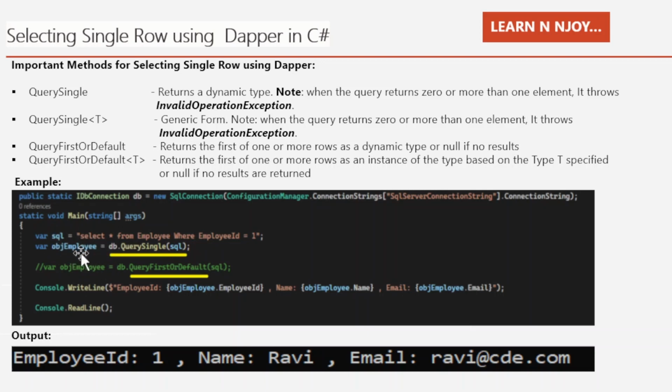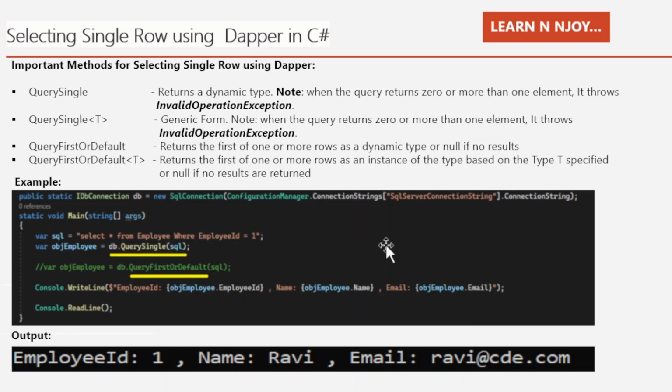Okay, so if we want to go ahead with QueryFirstOrDefault, we can do so. For that we need to use db.QueryFirstOrDefault with the SQL statement, right? And then I'm just going to print this statement over here into this console window: employee ID, name and email, right? And if you see this output, employee ID 1, name Ravi, email ravi@cd.com got fetched, because I have fetched employee ID 1, right? And employee ID 1 has these details that got fetched with the help of QuerySingle.